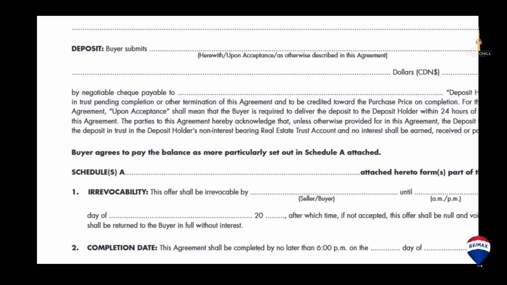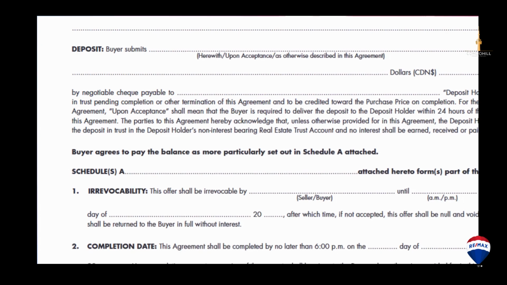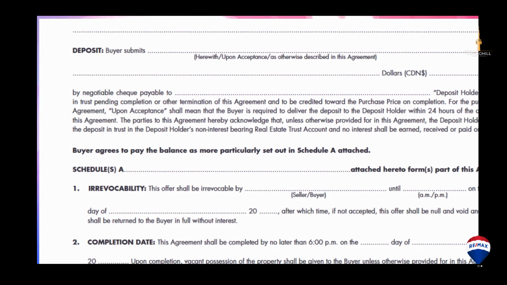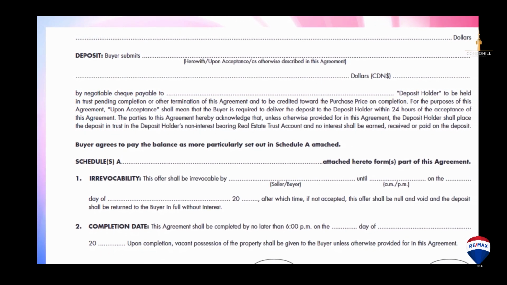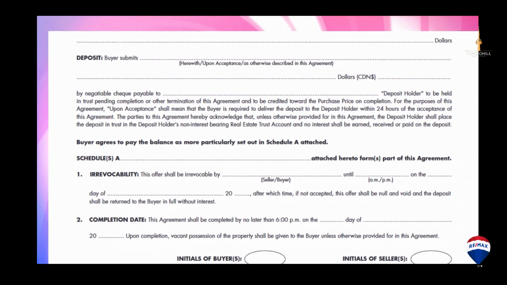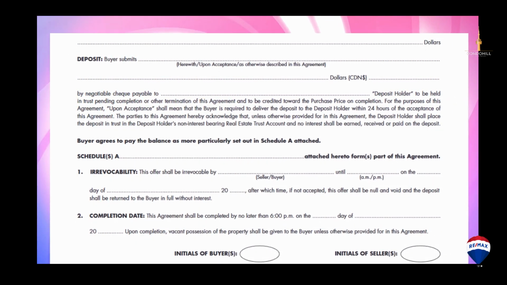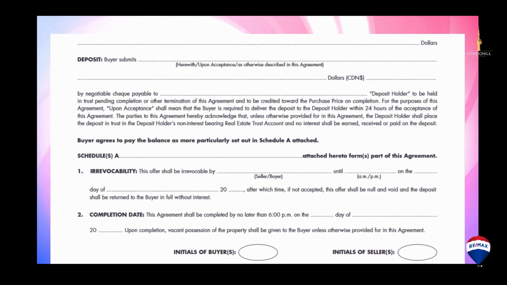For example, the buyer agrees to pay the deposit of $7,500 as otherwise described in this agreement, specifically upon fulfillment of the financing condition as outlined in Schedule. This phrase emphasizes the importance of reading the entire agreement carefully. Don't just focus on the deposit clause in isolation.